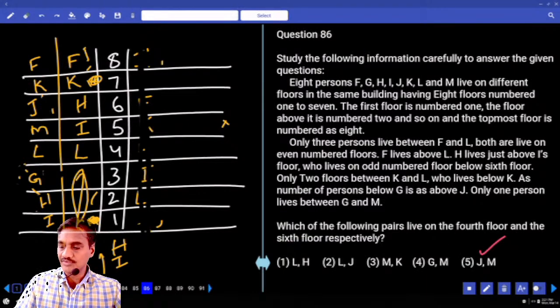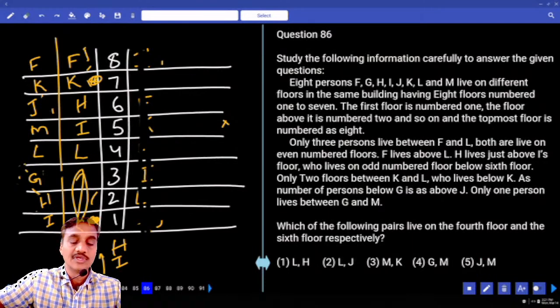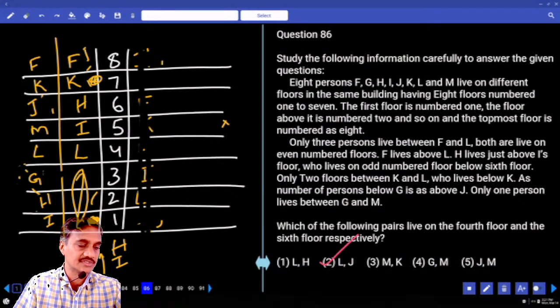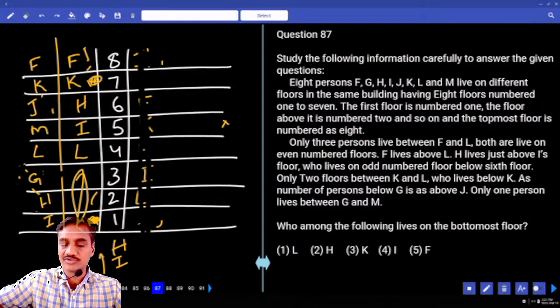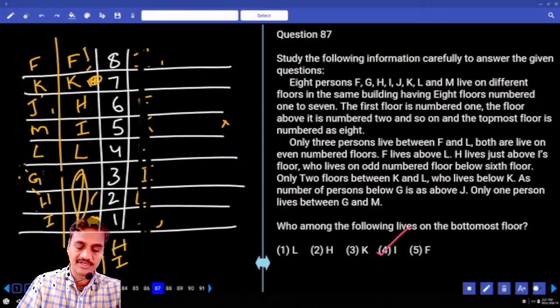Then 86, which of the following pairs live on the 4th floor and the 6th floor respectively? 4th floor is L, 6th floor is J, L and J, choice 2, question number 86. Then 87. Now in this 87, which among the following lives on the bottom? Now I lives on the bottommost floor, that is choice 4, question number 87.